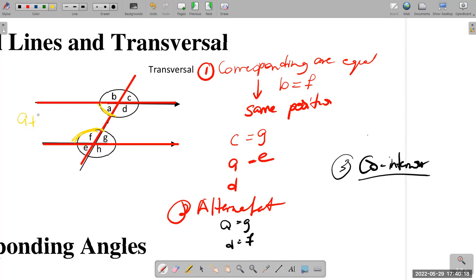So A plus F equals 180 degrees. D plus G is equal to 180 degrees. Everybody seen it? So when you are on the same side of the transversal, that's what you call co-interior. If you got it, say got it.